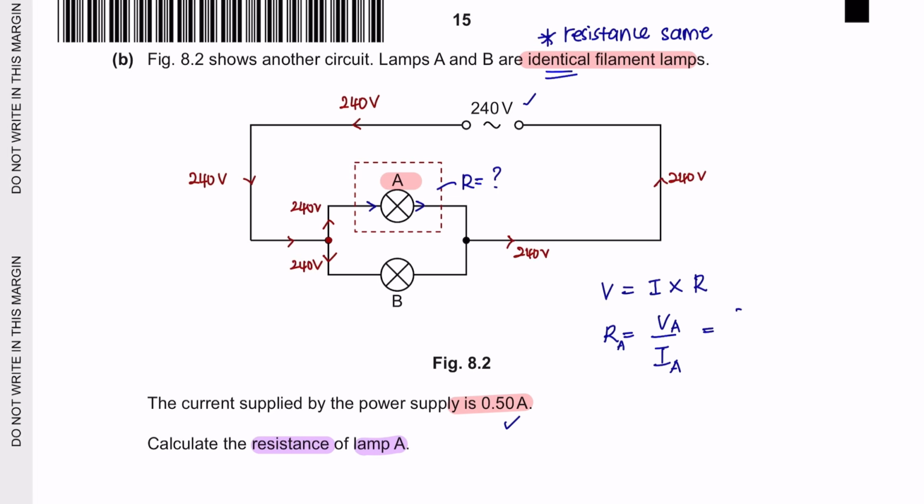So lamp A is going to receive 240 voltage. Now let's look at the current. The current travels, it receives 0.5 amperes, and when it reaches this junction, again we've got a parallel circuit.